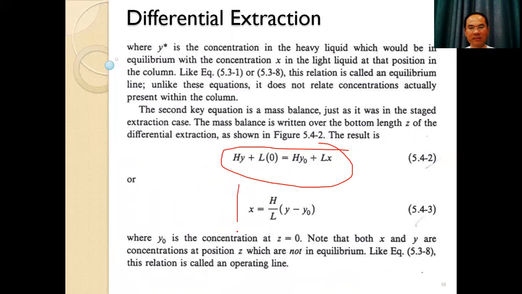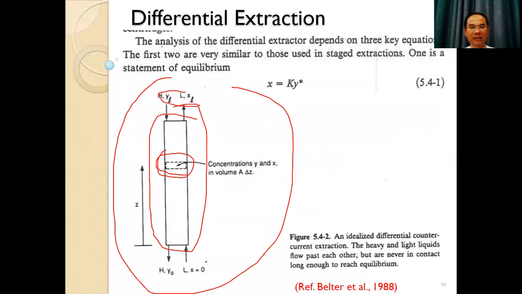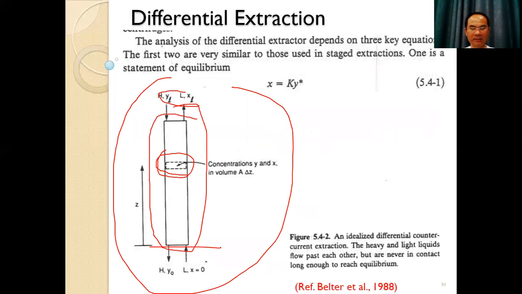You get the relationship between X and Y like this. X equal to the flow of heavy phase divided by the flow of light phase, multiplied by Y minus Y0. For this case, we call this L. XL, or YL, XL equal to Y. XL is X, YL is Y, like this. The concentration at Y0 means concentration at Z0.